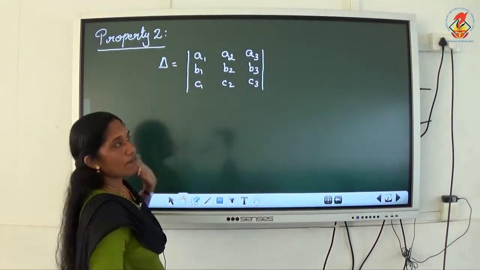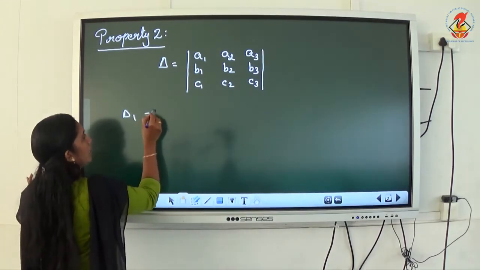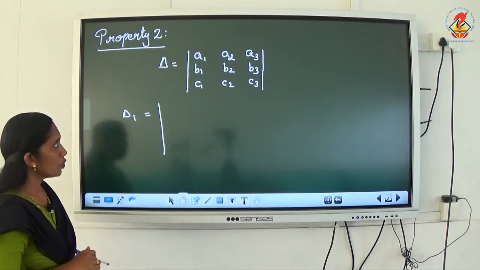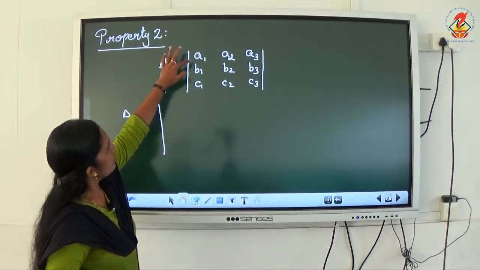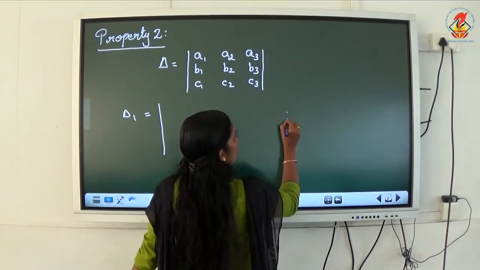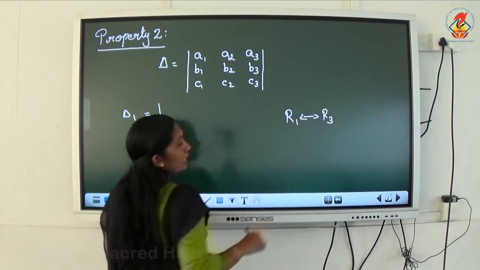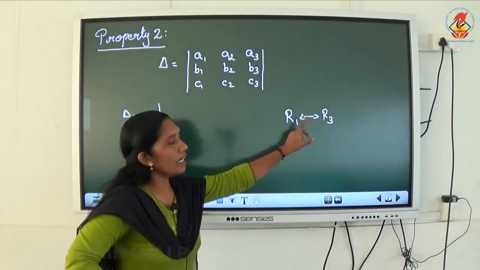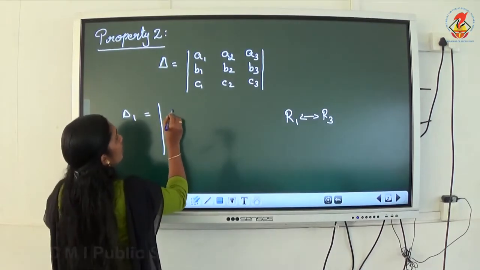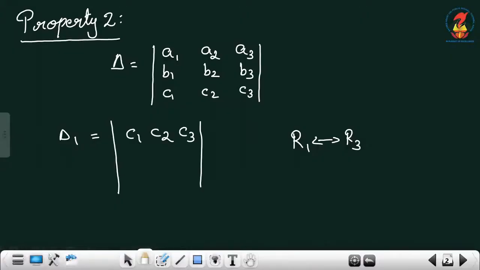So let delta be equal to this one, then delta 1. Interchange any 2 rows or any 2 columns. So here I can interchange R1 and R3. The notation for that is R1 interchange to R3. Do you remember this? In the first chapter we learned R1 and R3 interchange. So the first row becomes C1, C2, C3. The next is B1, B2, B3. And the last one is A1, A2, A3. So the property says that delta 1 is negative of delta.